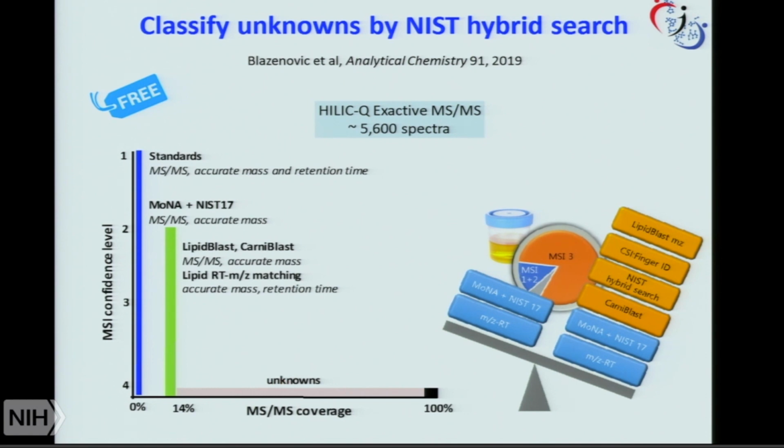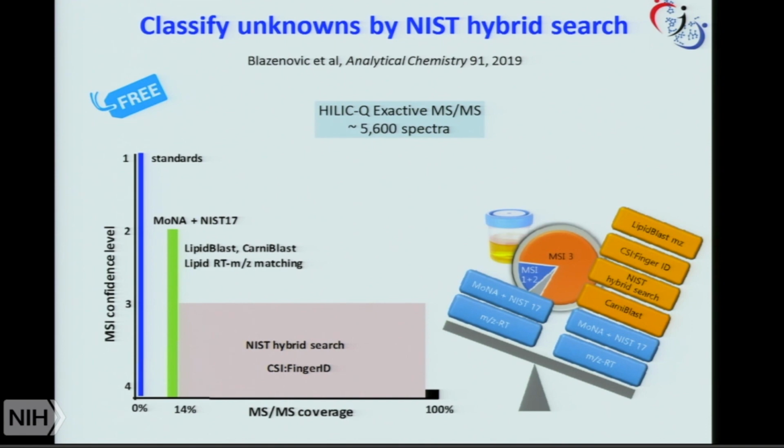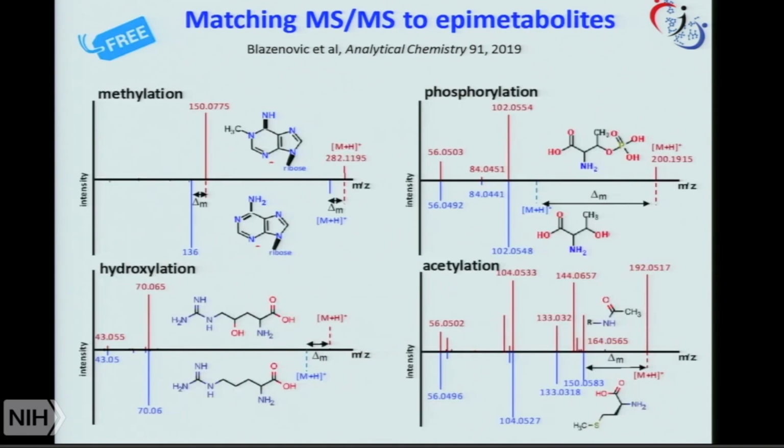So we recently published another paper where we said if we add more informatic tools, including the new NIST hybrid search, but also new databases like Carniblast, we get annotations across the board for every single spectrum, so that at least we know the compound class. And we do this by basically using the NIST hybrid search and asking, well, what could happen to known compounds?